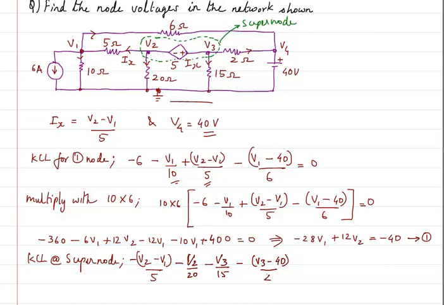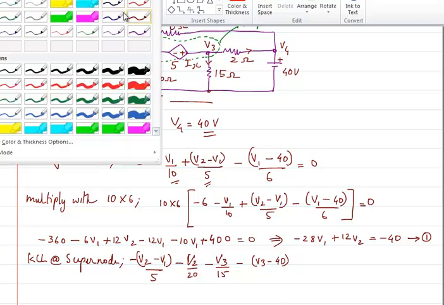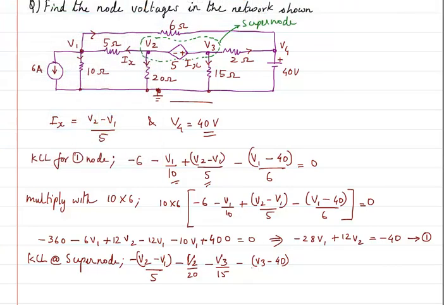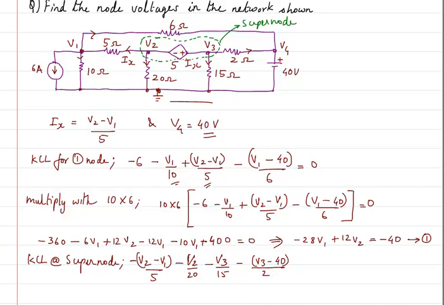Sorry, 2 ohms. I should not write ohms. So I will write 2, so divided by 2. Okay, is equal to 0.